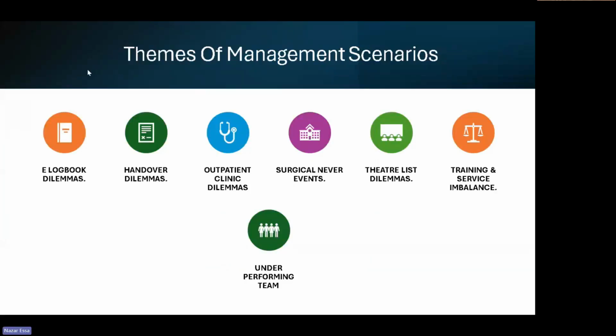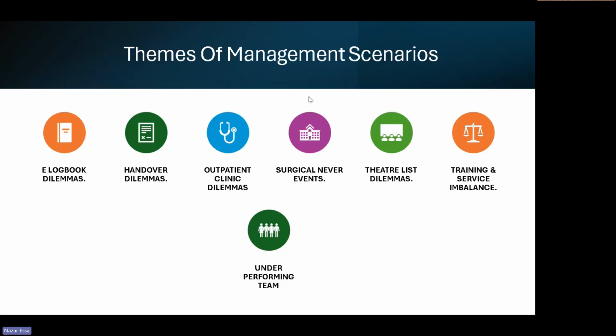Okay, so the management scenarios. If you ask me what type of scenarios we should expect, I categorize them into, I believe, 7 categories. Your scenario might be about logbook dilemmas, handover dilemmas, the outpatient clinic, or surgical never events, theater list dilemmas as well, training and service imbalance, and the last category is the underperforming team.